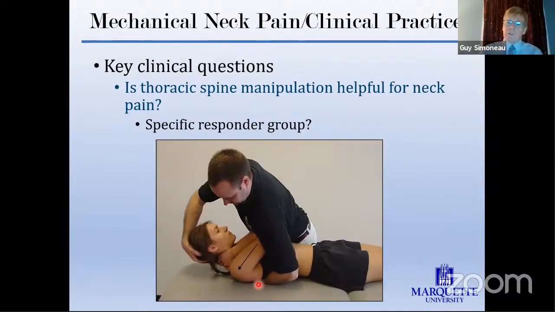And the third clinical question that is often asked is, is thoracic spine manipulation helpful for neck pain? And again, a lot of studies have been done on this. Some of those studies had promoted some indicators of who would benefit the most, but those were shown not to be accurate, actually. Follow-up studies showed that it didn't really work.